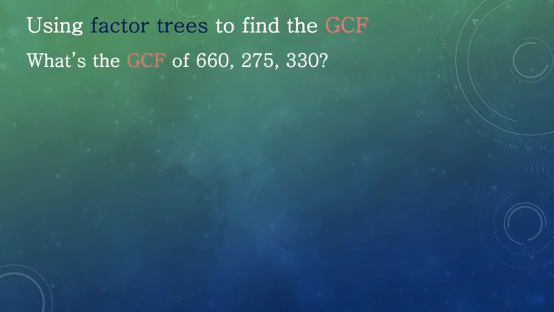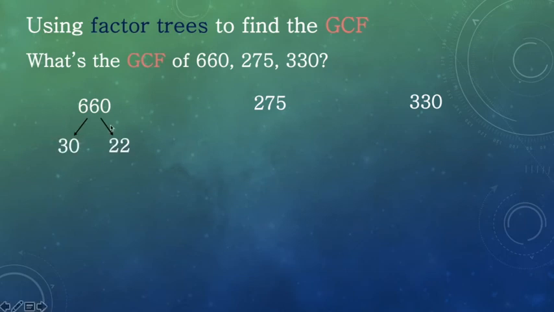So here we're looking for the GCF of 660, 275, and 330. Very large numbers. So we're going to start with the same method, same way we started our last problem. List all three numbers and produce a tree. So 660 can be broken down. So we have 30 and 22. And again, you could have had any other number. You could have had 66 and 10. That would have given you the same final tree with the same prime numbers at the end result. So it doesn't matter how you break it down. You go with what makes it easier for you.